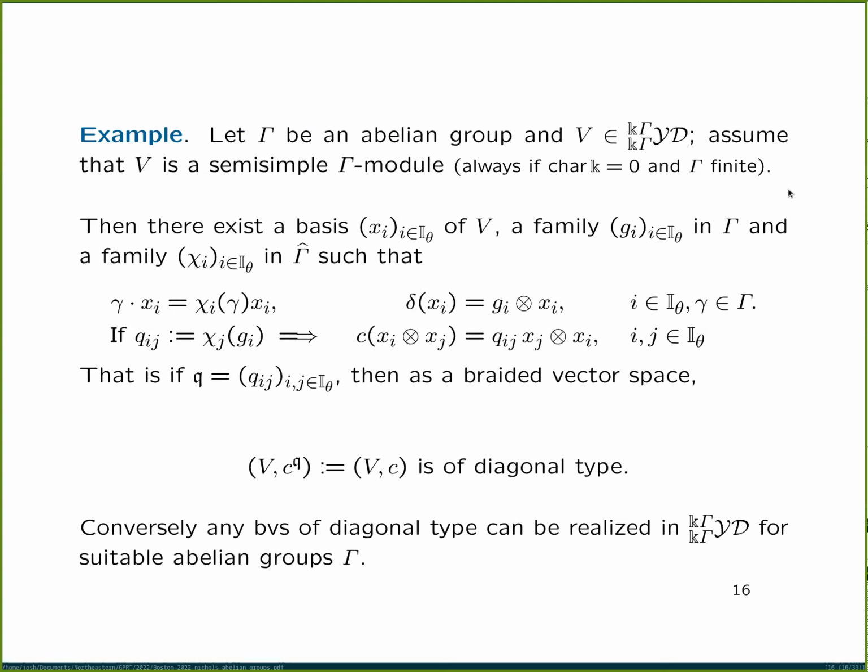And in this case, the braiding is given by c of x_i tensor x_j, so this is the basis that realizes the action and the coaction, as I said. This is given by q_ij x_j tensor x_i, where q_ij is the evaluation of the character chi_j on the element g_i. Braided vector spaces like this will be called of diagonal type. Conversely, any braided vector space of diagonal type can be realized over as a Yetter-Drinfeld module over k Gamma for many suitable abelian groups Gamma.